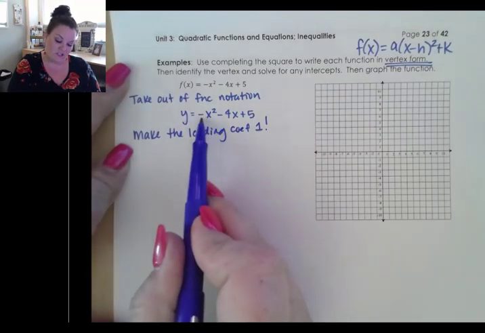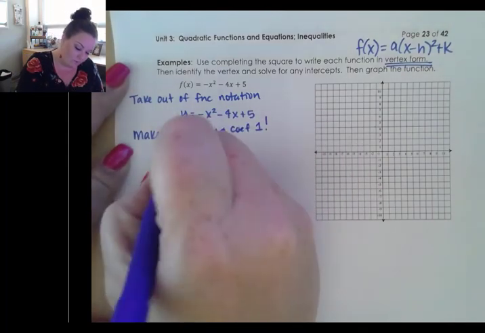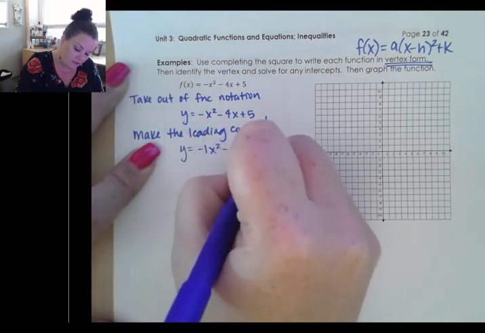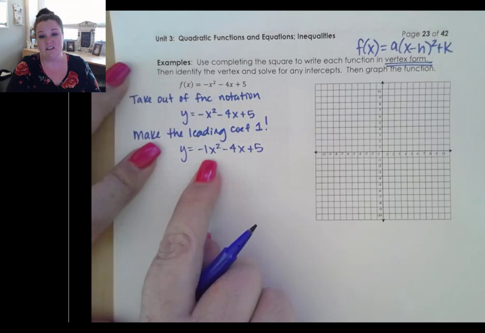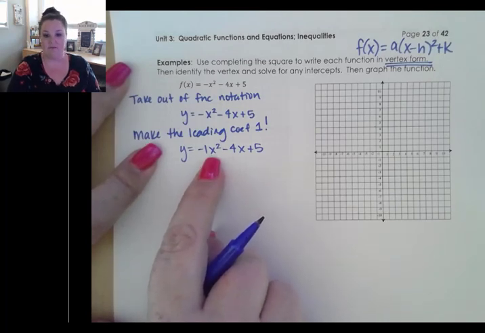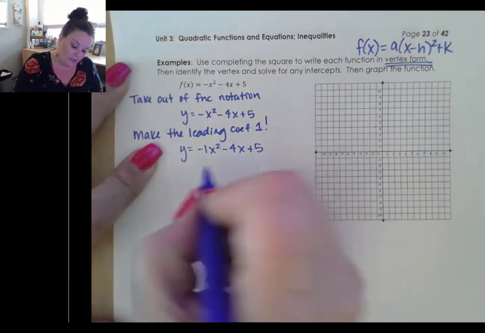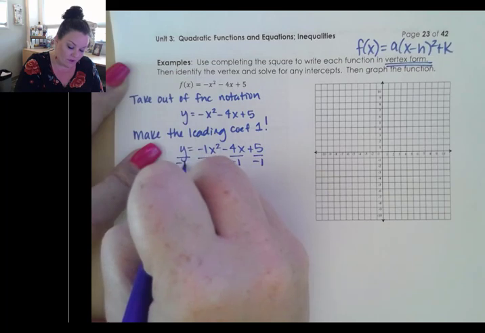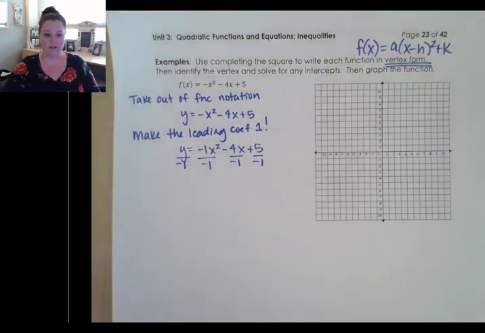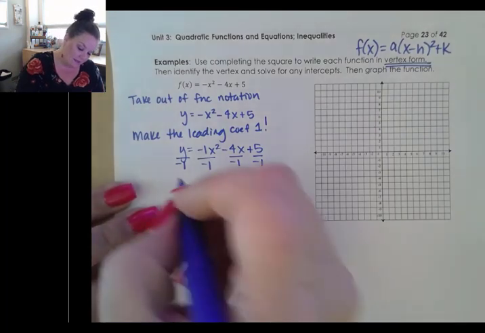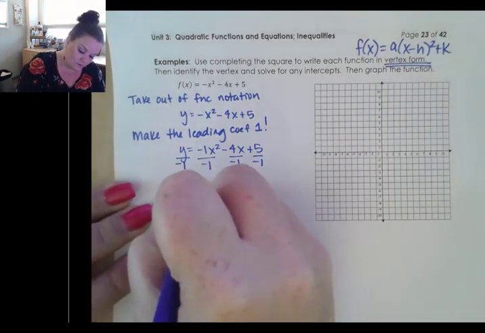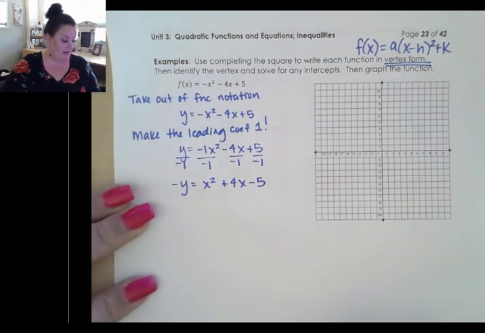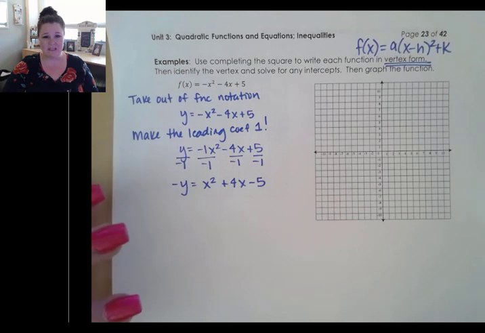So right now our leading coefficient is a negative 1, right? It's kind of like we have a negative 1 there. Negative 1x squared minus 4x plus 5. So to get rid of that negative 1, I'm just going to divide it off. But if I divide it off of this term, I have to divide the whole thing by negative 1. So if I divide by negative 1 here, I have to also do it here, and even over here on the y, right? Because we want to maintain that equality. So now it looks like I have negative y is equal to positive x squared plus 4x minus 5.